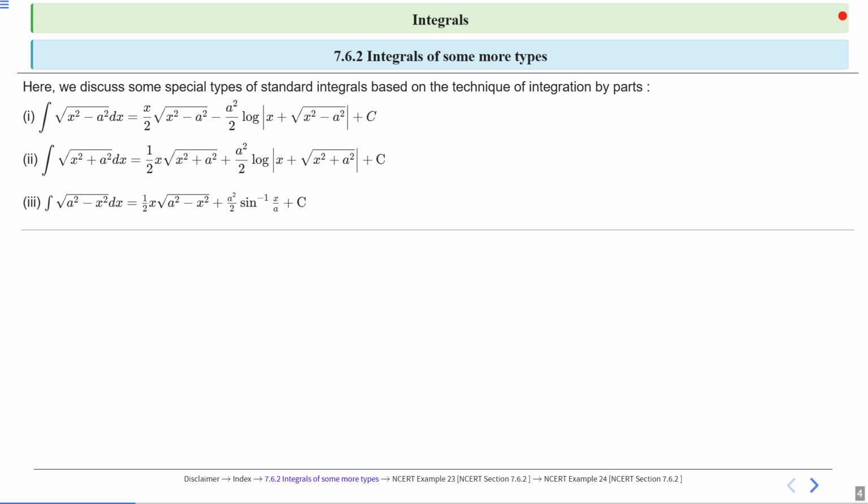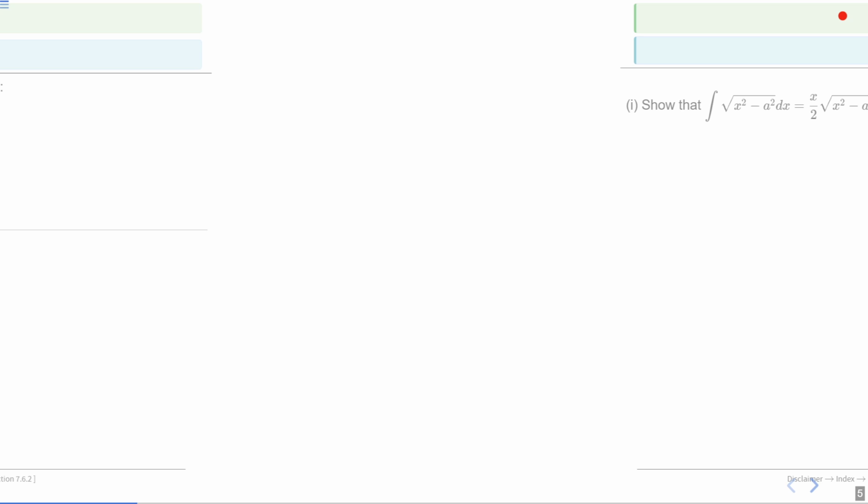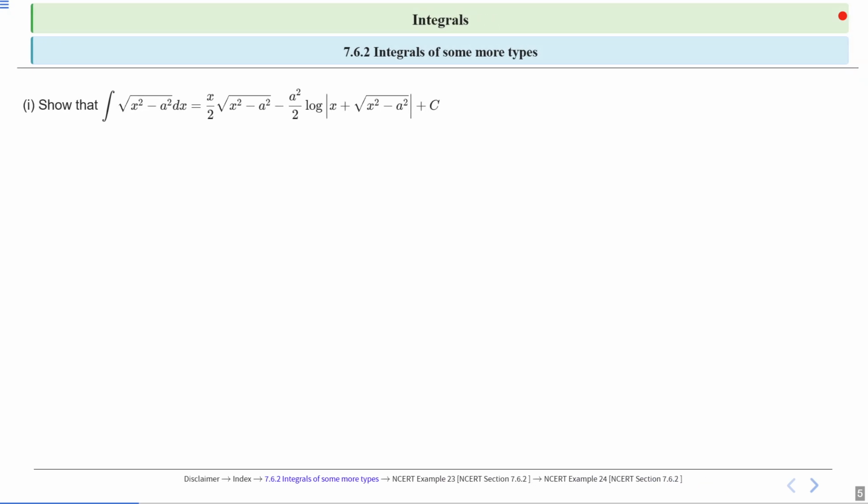So the formula of integration of root under a square minus x square dx is x by 2 root under a square minus x square plus a square by 2 sine inverse x by a plus constant of integration. Let's derive this formula. How do we get this formula?